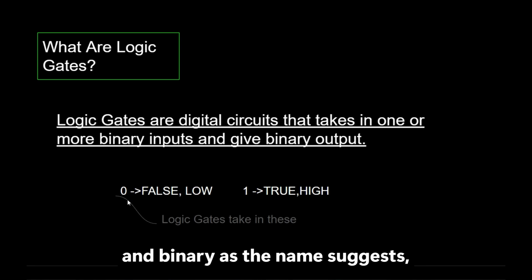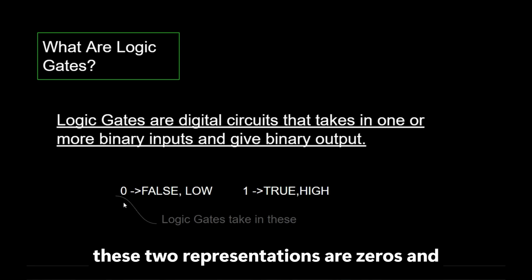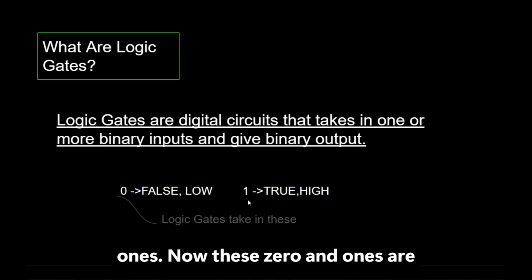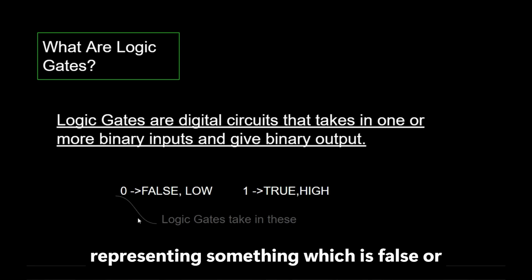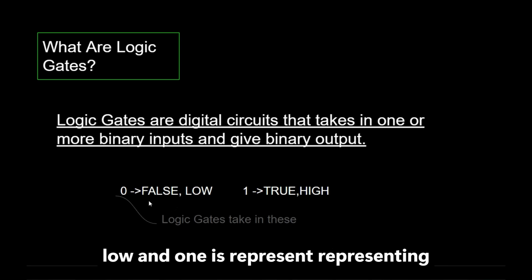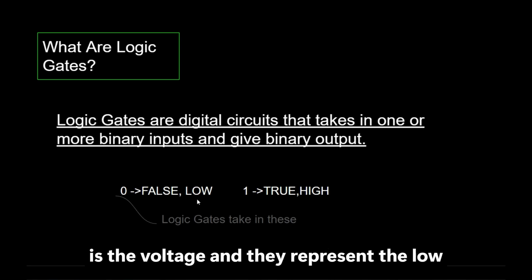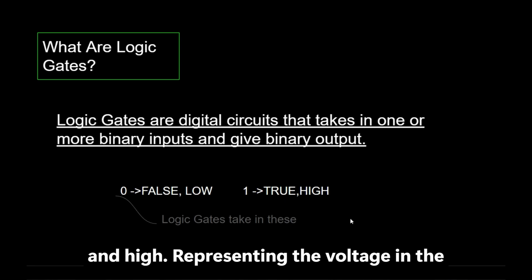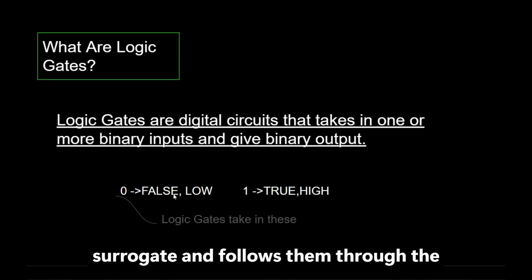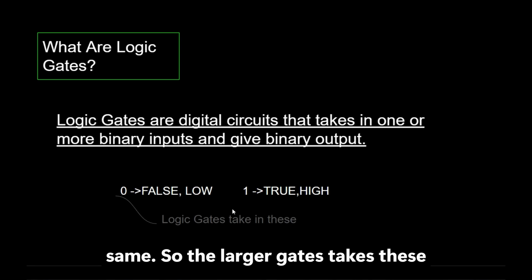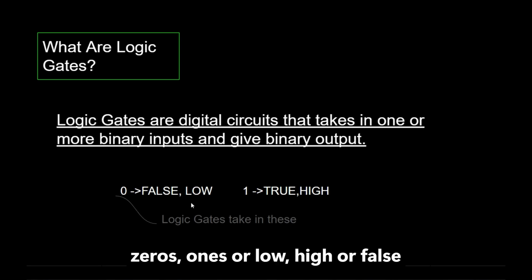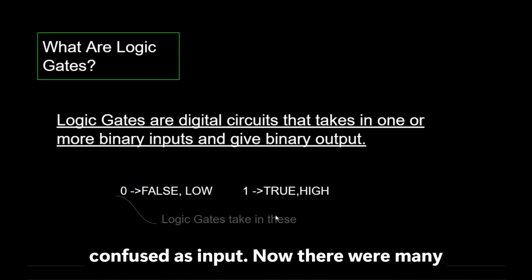So binary, as the name suggests, has two representations. These two representations are zeros and ones. Now, 0 is representing false or low, and 1 is representing true or high. This high or low is the voltage. The low and high represent the voltage in the circuit, and false and true do the same. So the logic gates take these zeros and ones, or low and high, or false and true as input.